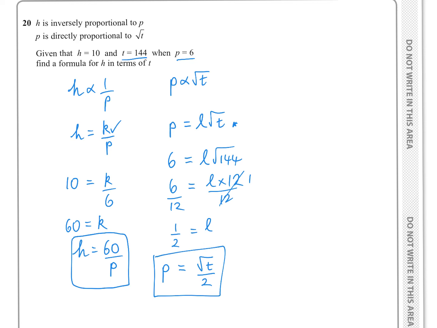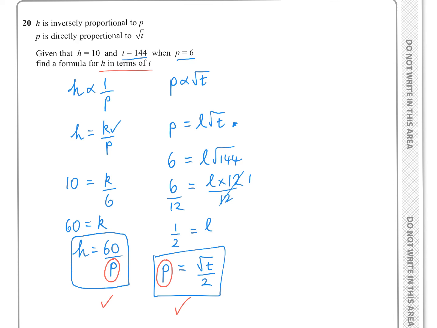Now, the question says we want to find a formula for H in terms of T. So what I'm going to do is notice there's a P here and there's a P here. There's two ways of doing this. I can either get P as the subject of the formula in both. I already have it as the subject here, and then I could make it the subject here and then equate what's left. Or I could just do a substitution. So I'm just going to do it, I think, by substituting.